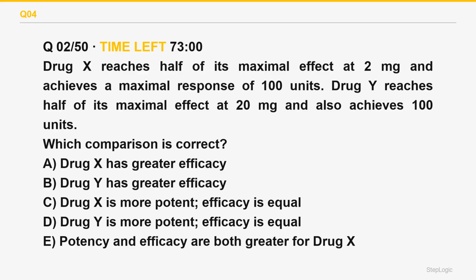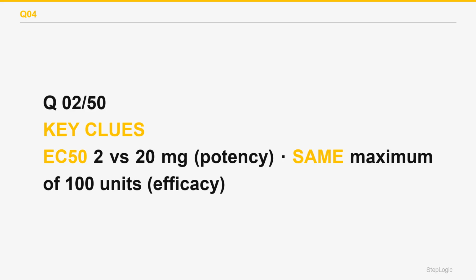Which comparison is correct? Drug X reaches half of its maximal effect at 2 mg and achieves a maximal response of 100 units. Drug Y reaches half of its maximal effect at 20 mg and also achieves 100 units. Read the command. Which comparison is correct? Potency and efficacy are independent properties, and conflating them is one of the most common pharmacology errors. Potency is the amount of drug required to produce a given effect, measured by the EC50 or ED50. A lower value means more potent. Efficacy is the maximal effect achievable, the Emax, regardless of dose.